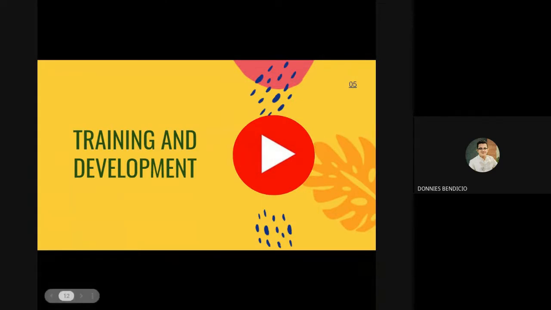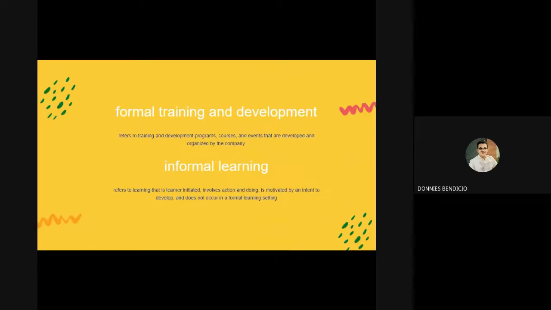Okay. After giving you some background of training and development, now let us proceed with some of these strategies or some approaches on how we can deliver some learning materials for our employees, for instance. Okay, so there are two types of training. We have formal and informal training.